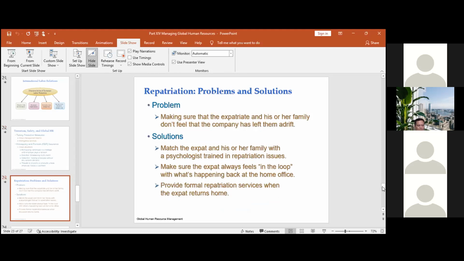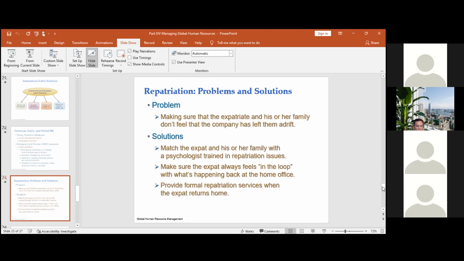So repatriation, there are problems in repatriation. One problem is making sure that the expatriate and his or her family don't feel the company has left them adrift. So how do we solve this? First, we match the expat and his or her family with psychologists trained in repatriation issues. Dito, the psychologists meet with the family before they go abroad. Then the psychologist discusses the challenges na may encounter nila abroad and ina-assess dito kung paano sila makaka-adapt to their new culture. And yung psychologist then keeps in touch with them throughout their assignment.